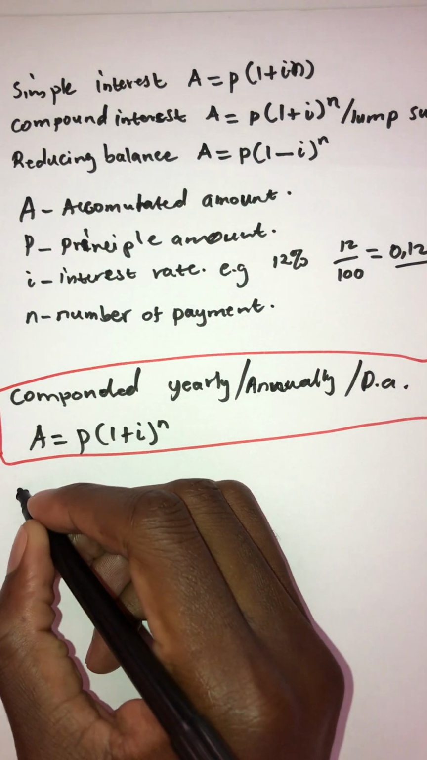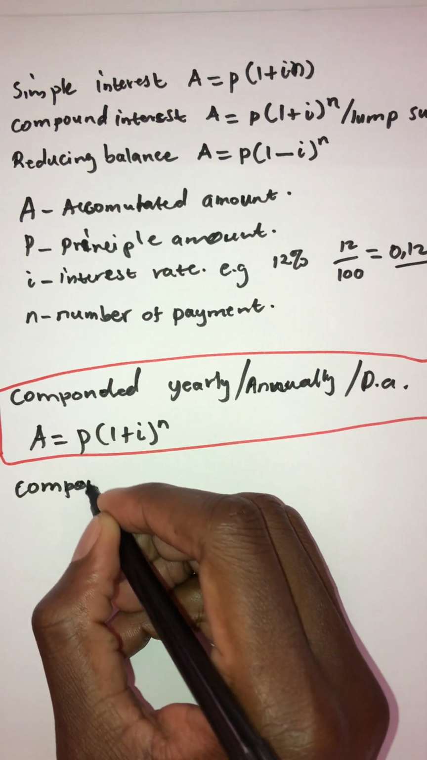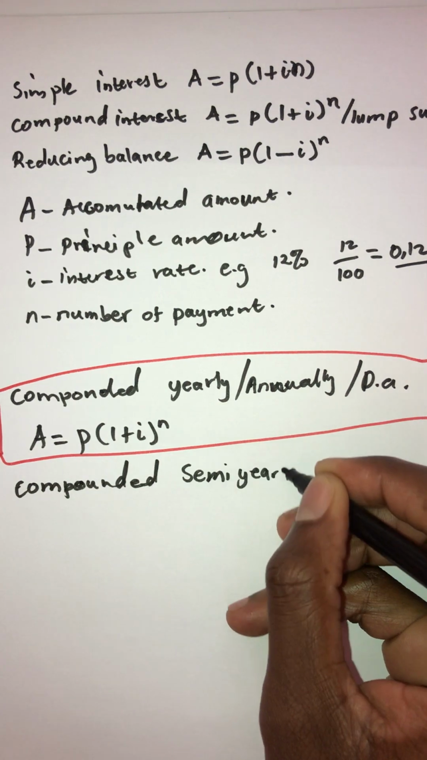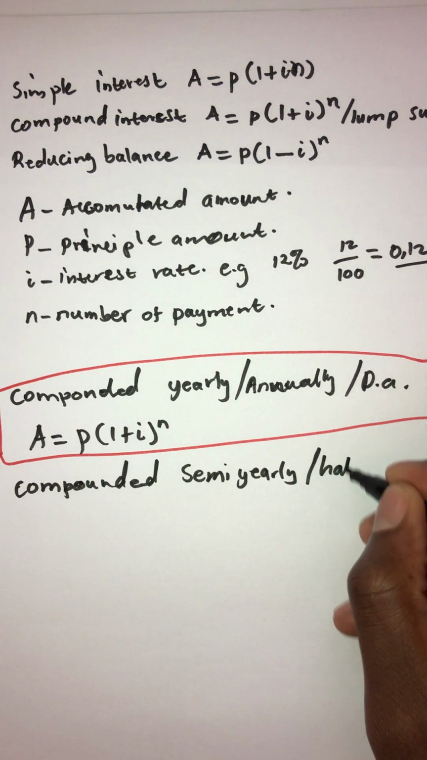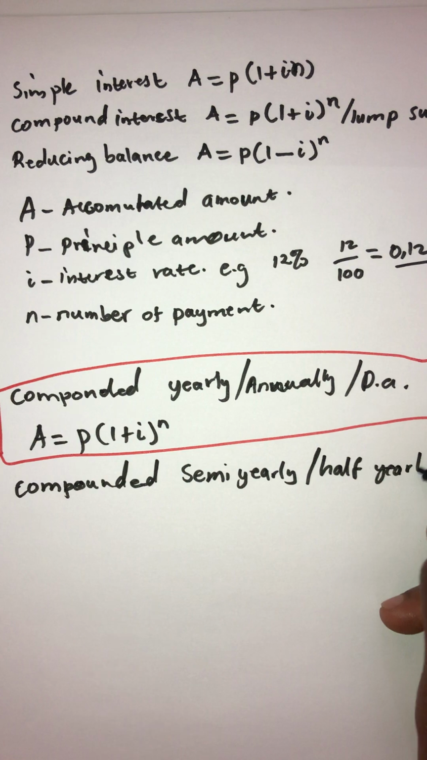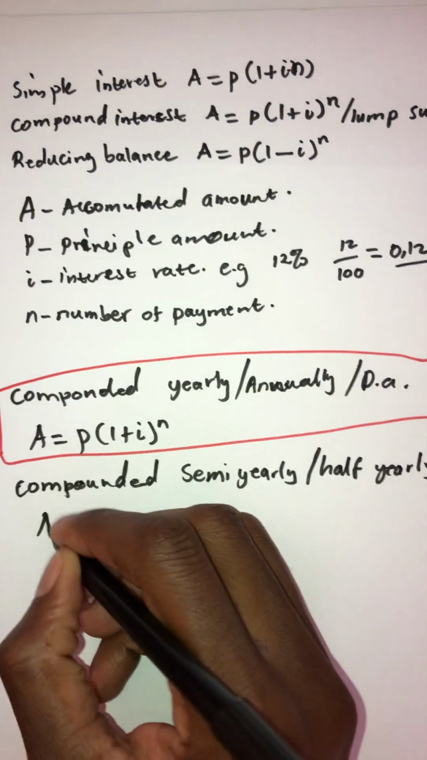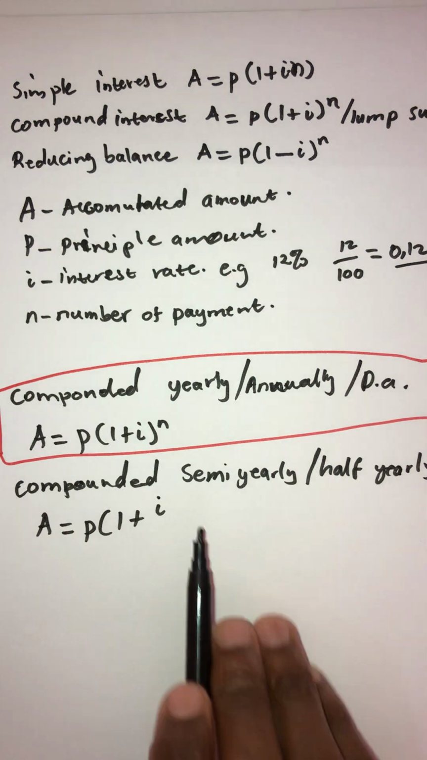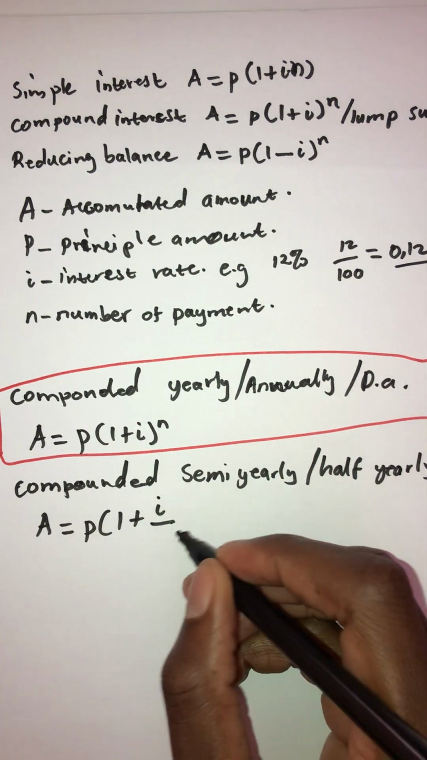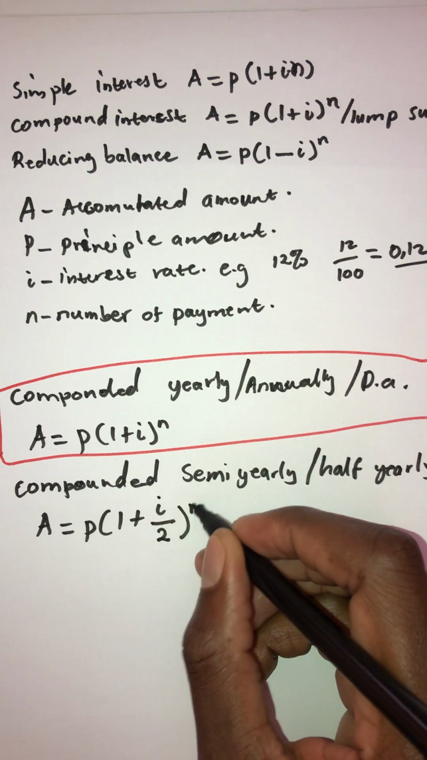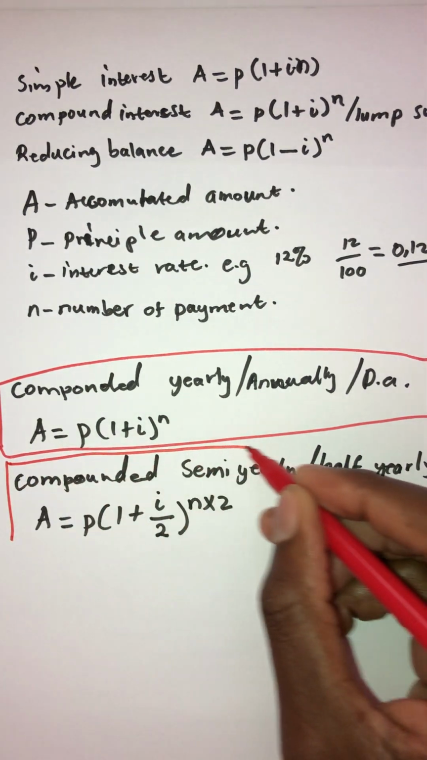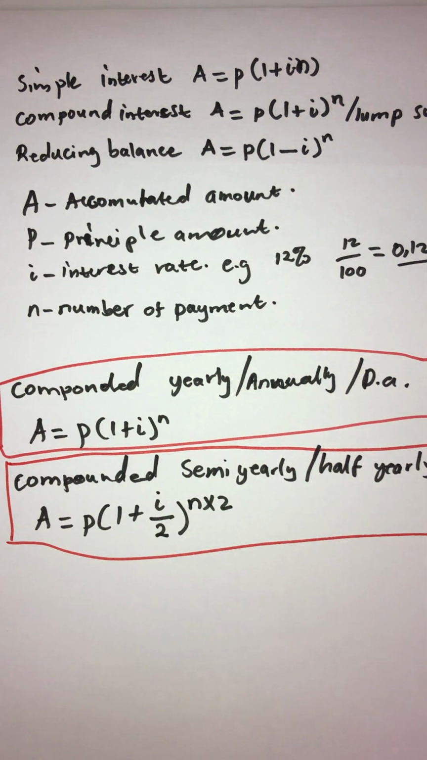So now let's say the question says it's compounded semi-yearly or half yearly. It means this is the formula that we're going to use: A = P(1 + i/2)^(n×2). Since it's semi, we know semi means half, we divide i by 2, and then we multiply n by 2. So this is the formula you're going to use when they say semi-yearly or half-yearly.